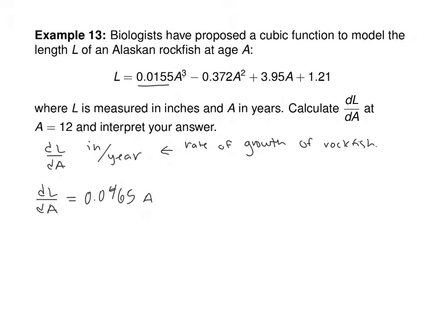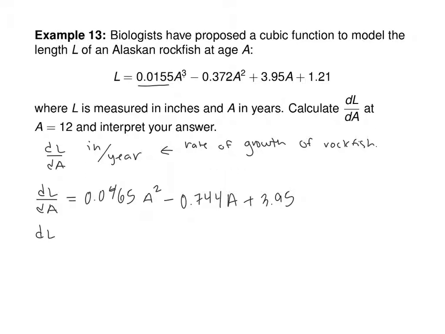Okay, and that should be A to the second, right? And then what is 0.372 times 2? 0.7 something, right? Times 2 is 0.744, A, and then plus 3.95. Does that make sense? Okay. And then we want to plug in 12.